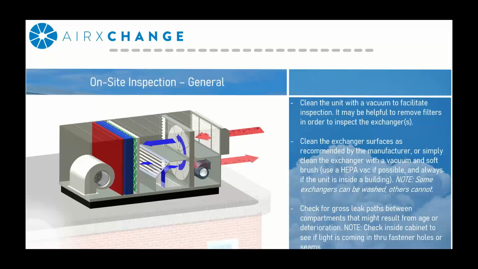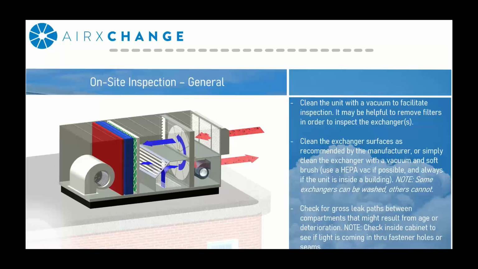Okay, so to start off the inspection process, you're going to start with cleaning the unit. Typically, you're going to use a vacuum to help facilitate the inspection of maybe difficult to get areas, and this is where you're going to look for any potential leakage. You're also going to want to clean the heat exchanger surface areas as recommended by the component manufacturer. The two most common methods employed are using either a vacuum or washing the material with soap and water. Once again, you're going to have to refer to the manufacturer's recommendations, as not all heat exchangers can be washed.